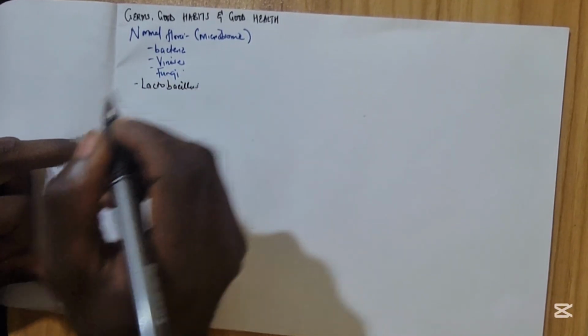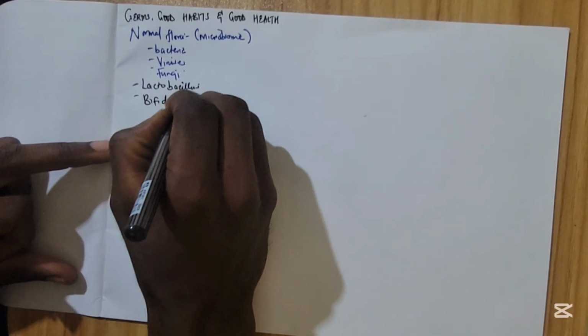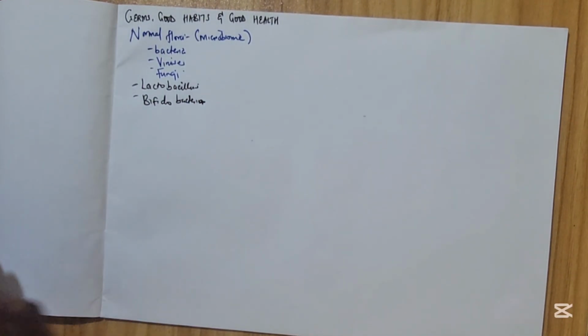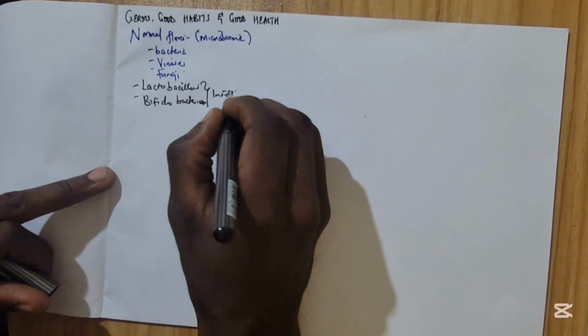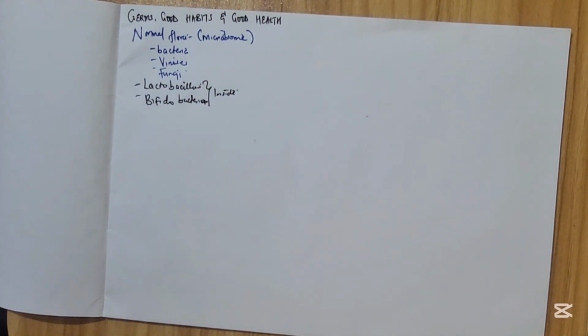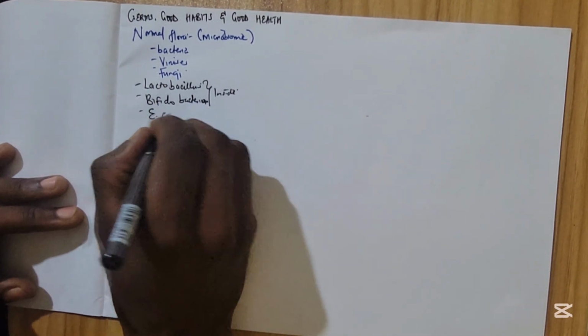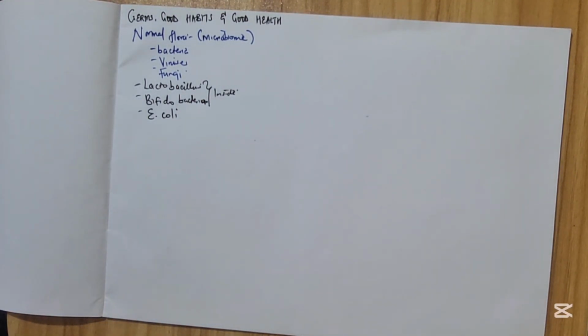We have the lactobacillus species and we have the bifidobacterium, the bifidobacteria. Those are some examples of the microorganisms. These ones are majorly found inside the body, inside the gut. But we have other species that inhabit different parts of our body. We also have the E. coli, Escherichia coli. They are microorganisms that preserve our health.